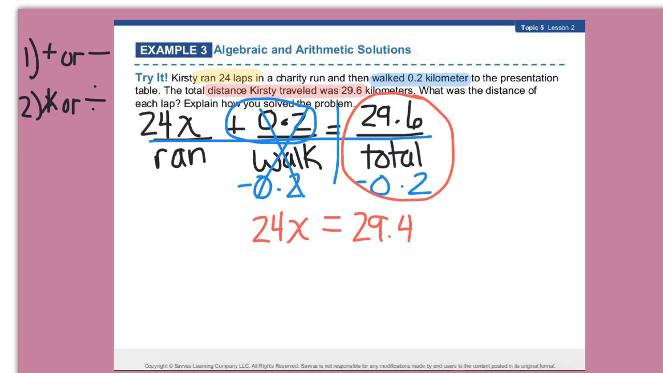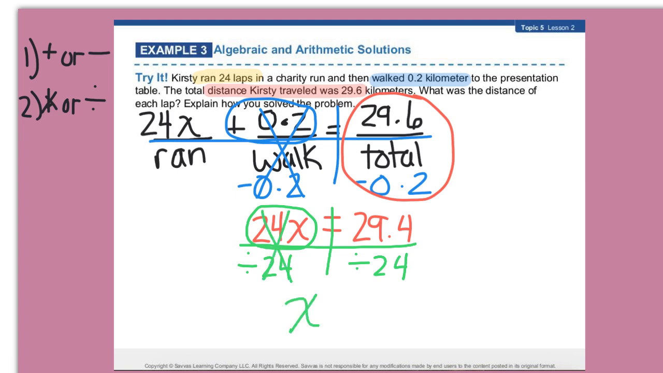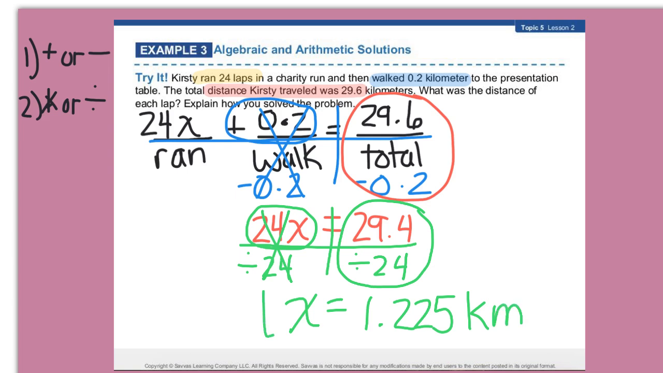All right, the next step, we're going to multiply or divide. So what is the opposite of multiplying by 24? Dividing by 24. 24 divided by 24 is 1x. That's how that looks. Bring down your equal sign and then use a calculator. 29.4 divided by 24. Each lap is 1.225 kilometers. Give yourself a big star if you had that right, or fix it if you did not.